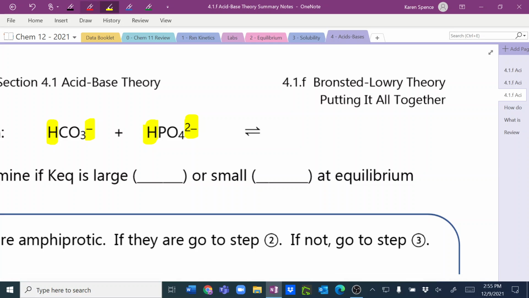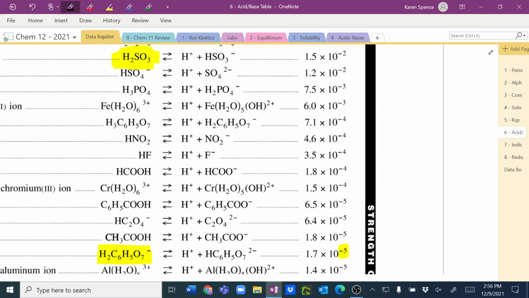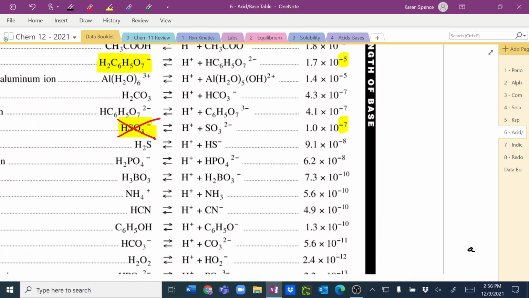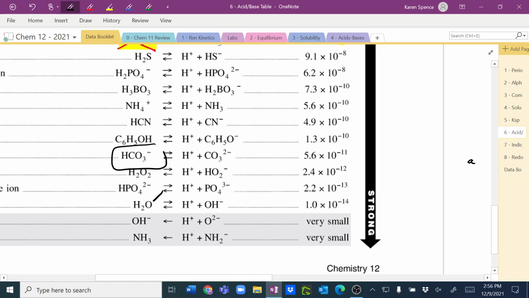A lot of people, when they were predicting it on their own, were just like, okay, there's my acid, there's my base. Can you do that? And just say, oh, the one on the left is the acid, the one on the right is the base. No, you can't. You have to go and check what? Check the data book. So we have HCO3 minus, and we have HPO4. It turns out HCO3 minus is actually the base.